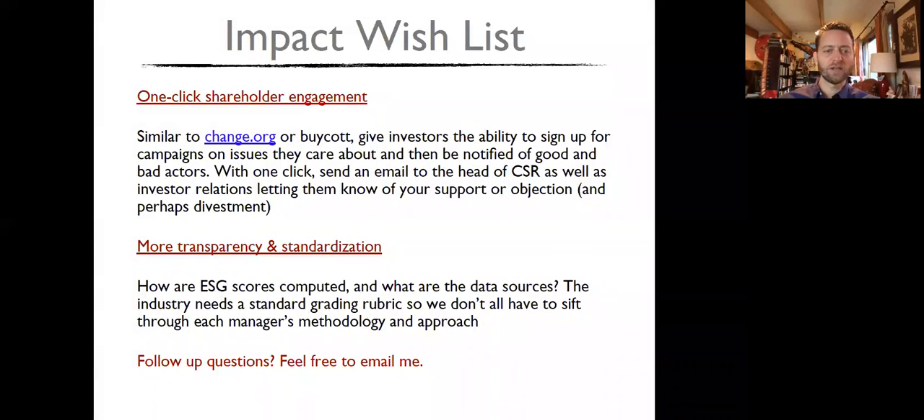Number 2, others have said already, but more transparency and standardization. How is each manager computing their scores? What are the data sources? Ideally, an industry standard grading rubric. So those are my thoughts.